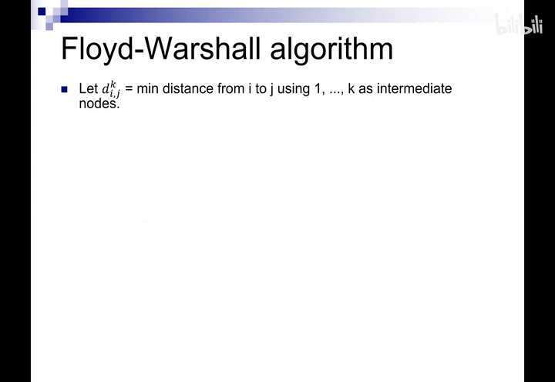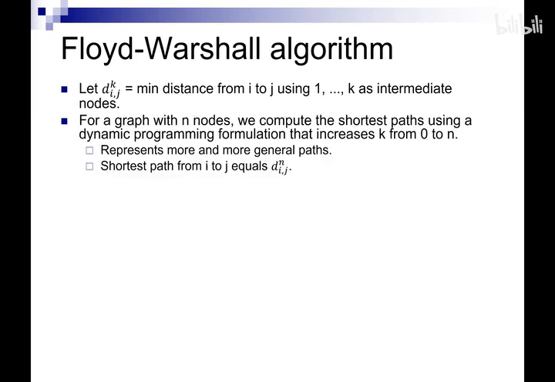Okay, so now we said we're going to set up some sort of dynamic program to solve this problem. The dynamic program is going to be that we define these values d_ij(k). This d_ij(k) is the minimum distance from node i to j, where you can only use nodes 1 up to k as your intermediate nodes.